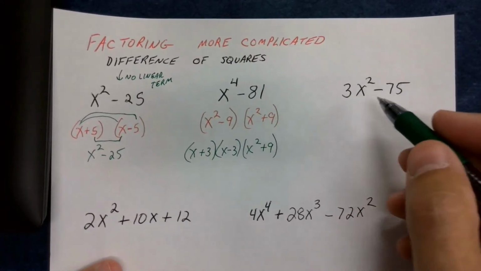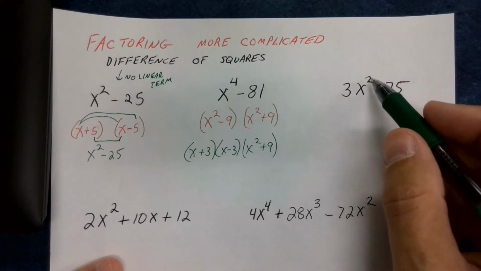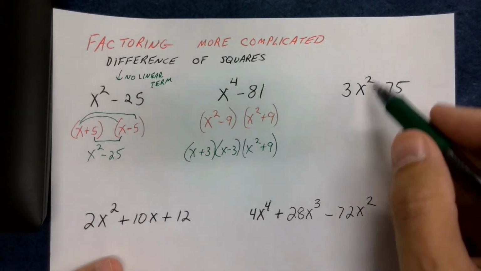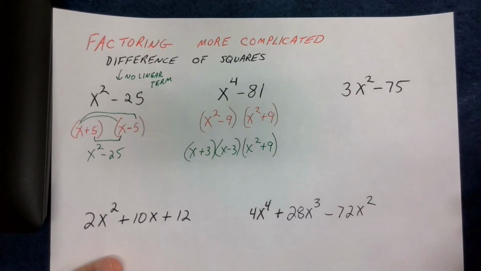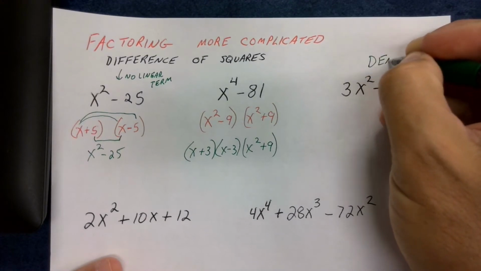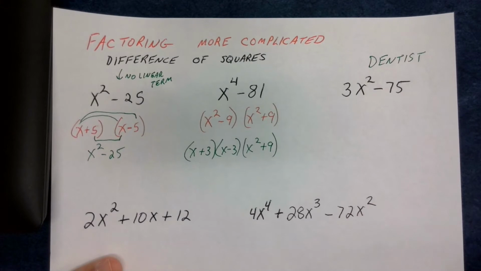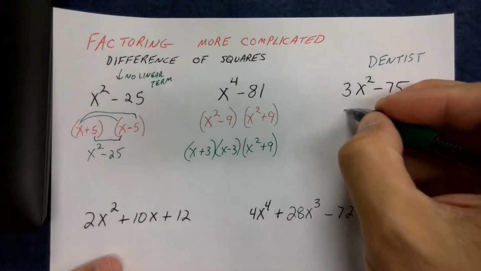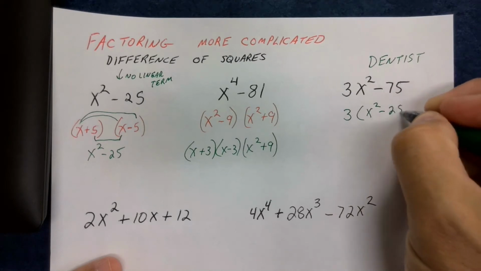So I'm still going to go along. I'm going to try this one right here. This is 3x squared minus 75. And I'm looking like, well, x squared is a perfect square, but 3x squared isn't a perfect square, and 75 is not a perfect square. But that's where I have to remember the dentist. So again, the first rule in factoring everything is, can I pull something out that's common? So I'm going to go ahead and pull a 3 out. When I pull a 3 out, I'm left with x squared minus 25.